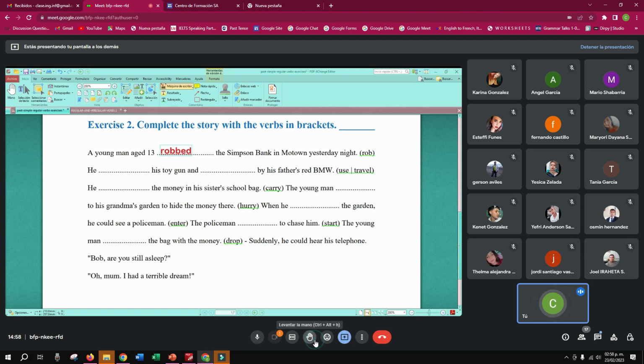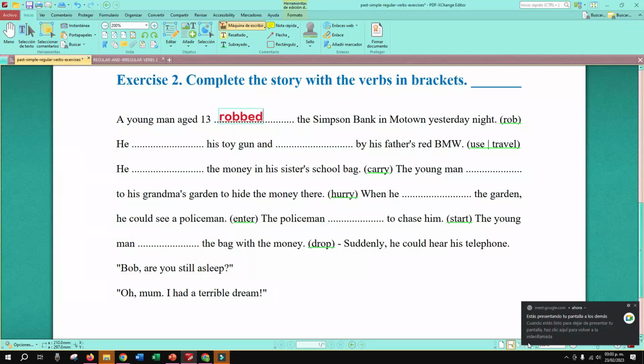Remember, if you have questions, just raise your hand and I will help you, okay? So work 5 minutes, or 4 to 5 minutes, okay? So work on your answers, right?